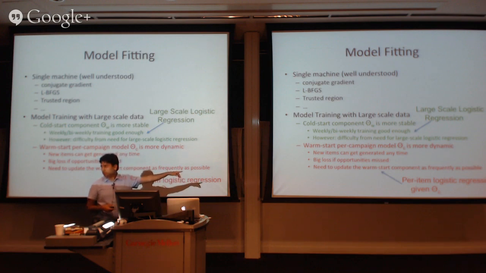And this is done every 2 or 3 hours, right? So not too many parameters. The warm start doesn't have too many parameters, so you can just run per-item logistic regression, and it scales very well.